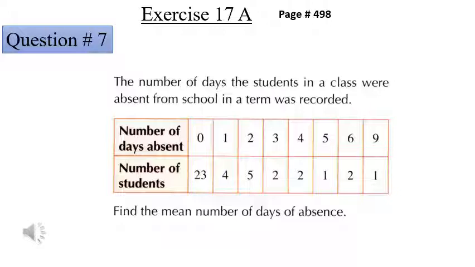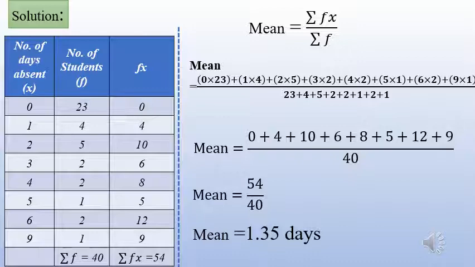Now we are going to find the mean of this table on the next page. On this page I have taken the same table as given in the question. The first column of the table is the number of days absent. Data is represented by x. x is the general name of data. In this table, our data is 0, 1, 2, 3, 4, 5, 6 and 9. In the second column, the number of students, that is the frequency of data. In the third column, there is f multiplied by x, the product of frequency and data.